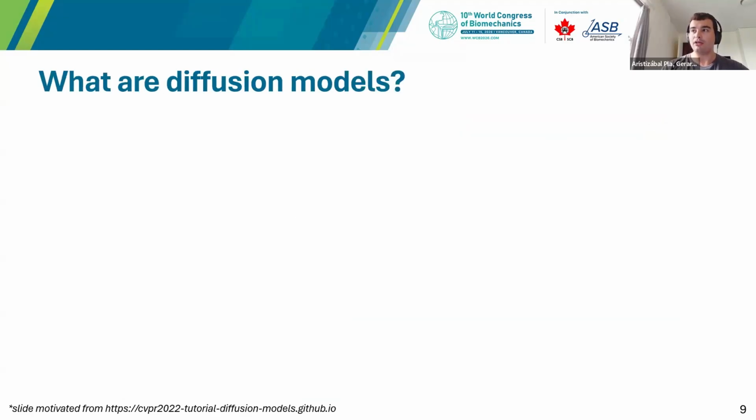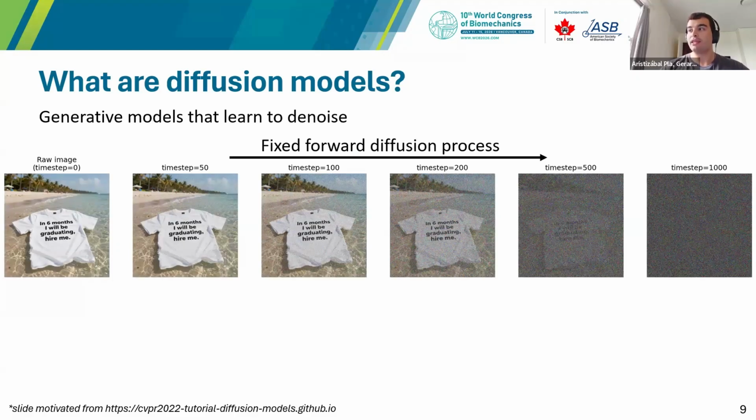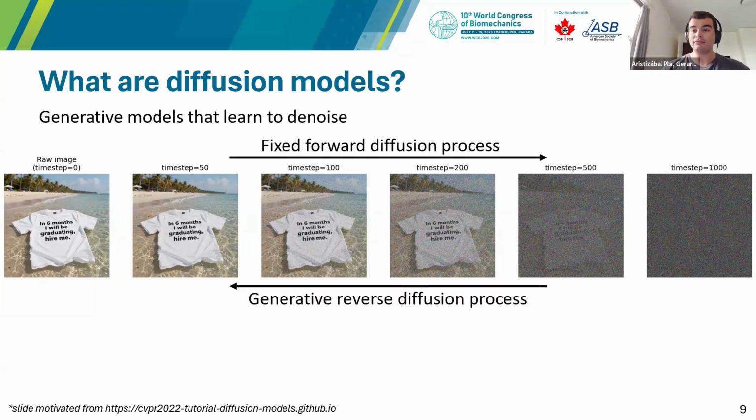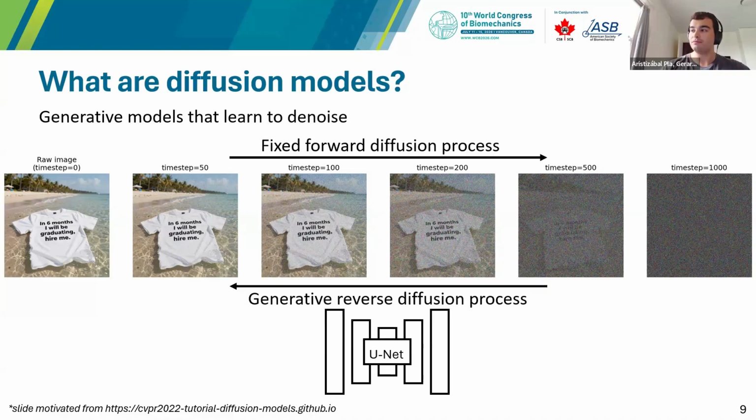For those of you that are not that familiar with diffusion models, just know that these are generative models that essentially learn to denoise. The idea is that we have what is called the fixed forward diffusion process, in which we start with our raw image or our clean image, and then at different time steps we add noise until we end up with completely random noise. And this is not learned. What is actually learned is the reverse process. Typically, the network that learns how to remove the noise is called a U-Net.